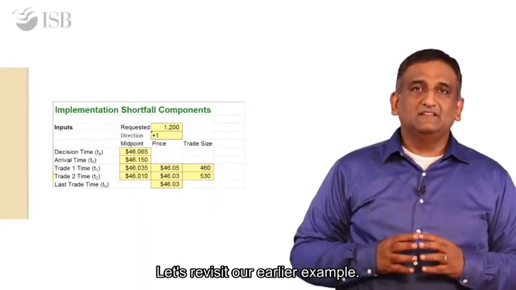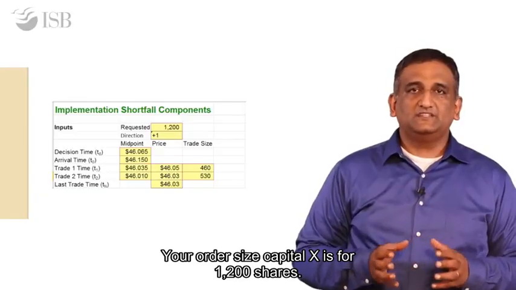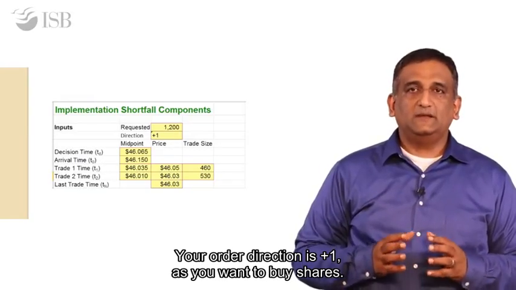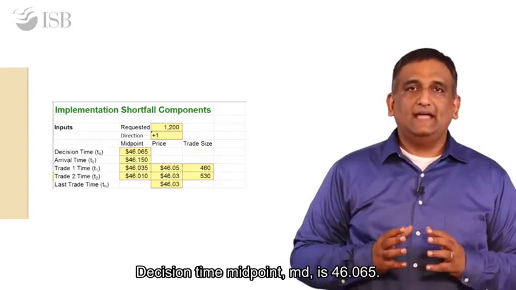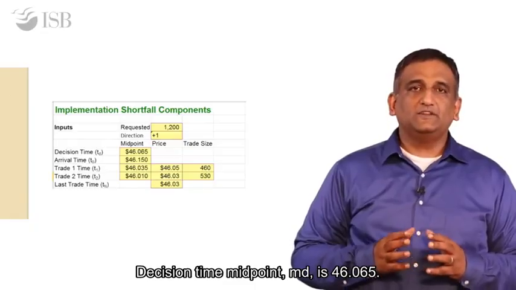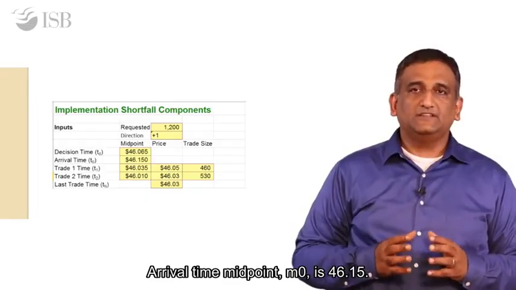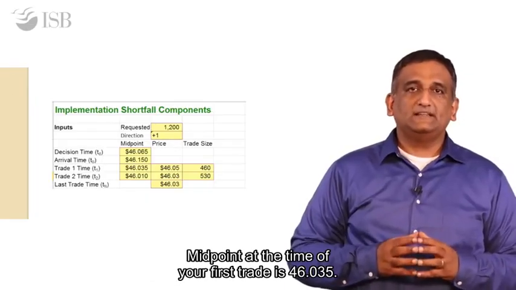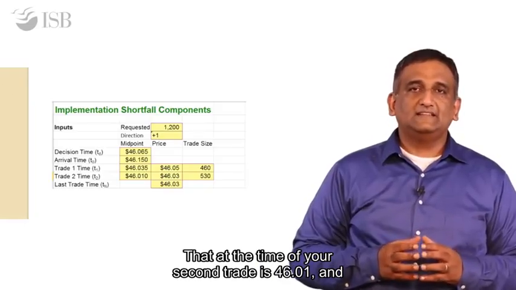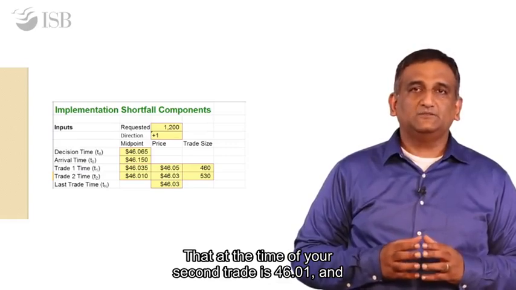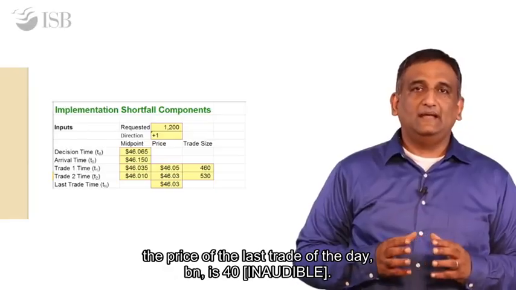Let's revisit our earlier example. Your order size, capital X, is for 1200 shares. Your order direction is +1 as you want to buy shares. Decision time midpoint M sub D is 46.065. Arrival time midpoint M sub 0 is 46.15. Midpoint at the time of your first trade is 46.035. That at the time of your second trade is 46.01. And the price of the last trade of the day, P sub N, is 46.